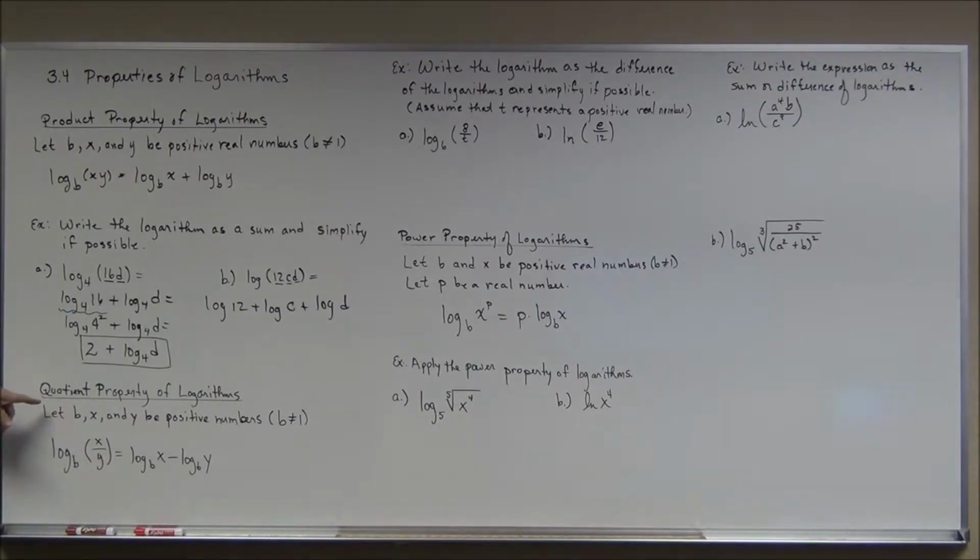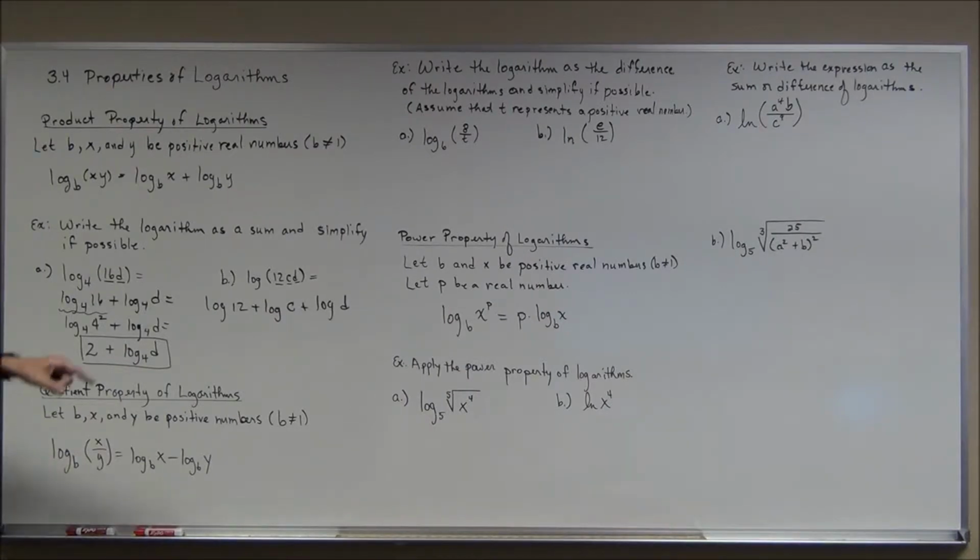All right? Quotient property of logarithms. Let b, x, and y be positive numbers, b not equal to 1 again. This time, for a quotient, division, the log base b of x divided by y is the log base b of x, the numerator, minus log base b of y, the denominator, or the divisor. And again, let's think of this in terms of exponents. If we have the same base and we're dividing exponential expressions, we keep the base the same and subtract the exponents. So this again falls right in line with properties of exponents that we've had in a previous chapter.